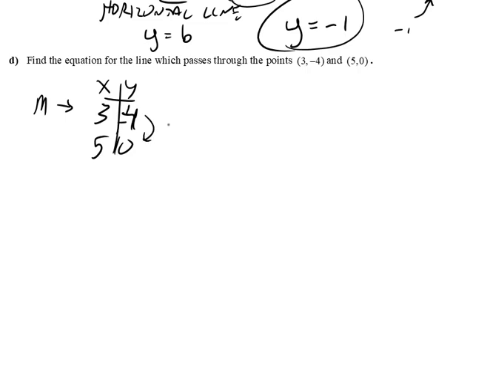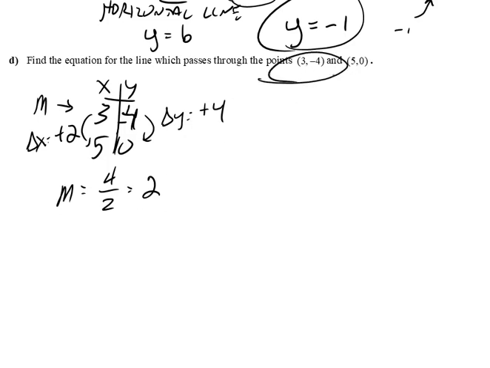Negative 4 to 0, we'll have delta y equaling positive 4. And from 3 to 5, we'll have delta x equaling positive 2. So the slope would be delta y over delta x, or 4 over 2, which equals 2. So now I have the slope, and I'll just take one of the points, like 3, negative 4, and plug it into the point-slope form. y minus y sub 1 equals the slope times x minus x sub 1.